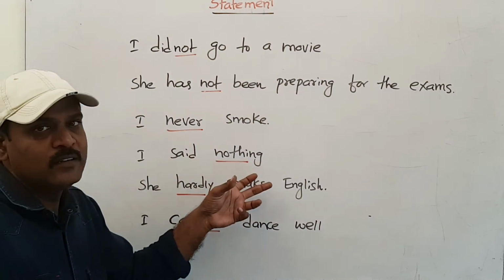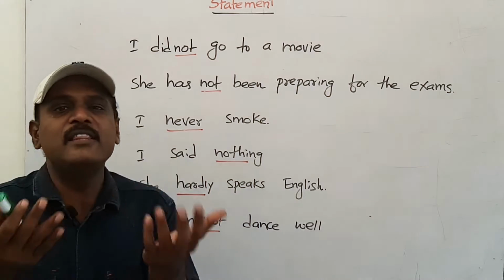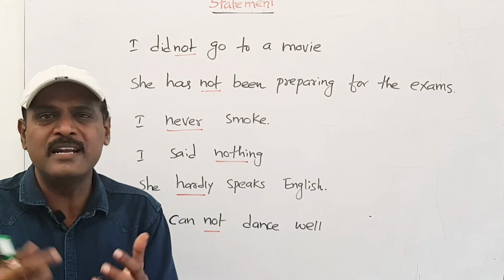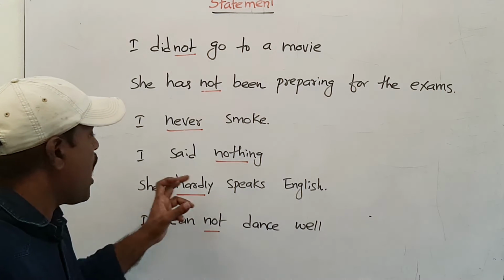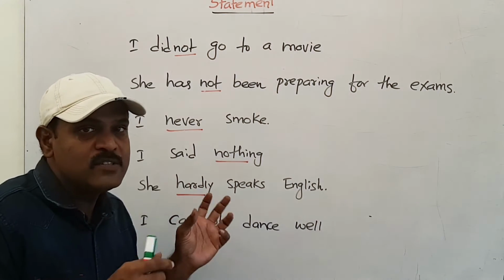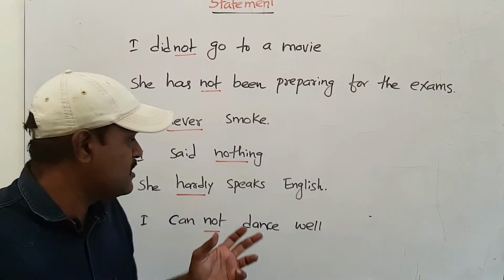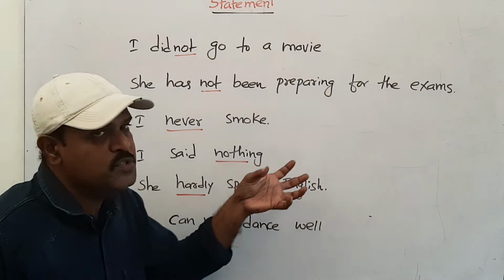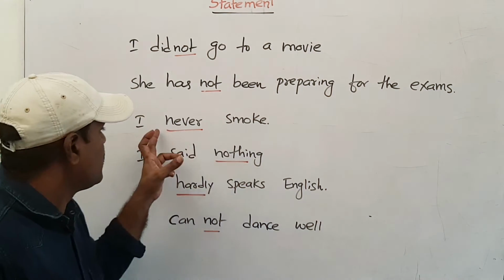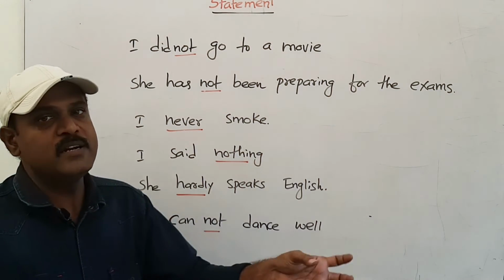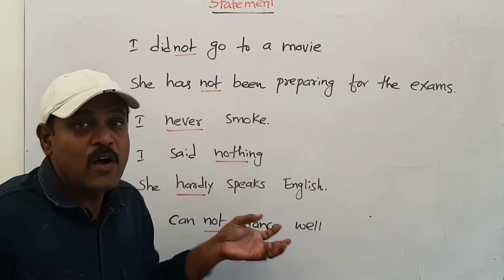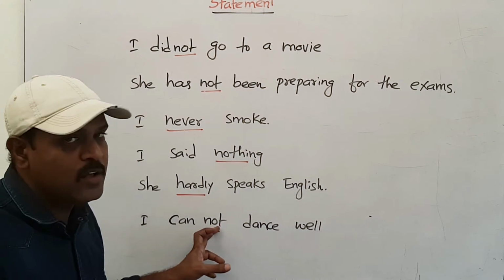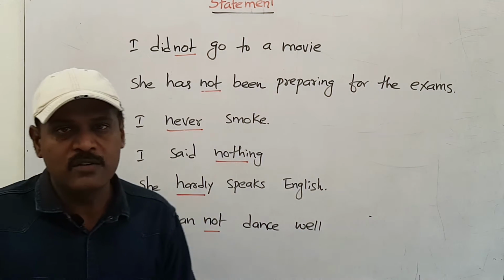I said nothing. That means I didn't say anything. I didn't say a single word. I didn't say anything. So here "nothing" is a negative word. She hardly speaks English. "Hardly" gives a completely negative meaning. That means she doesn't know how to speak English. So these 3 sentences are completely negative. I cannot dance well. "Cannot dance well". So you can find "not". That's why this is also a negative statement.